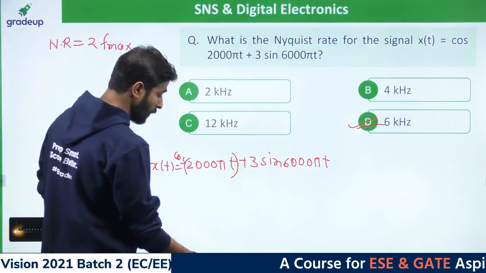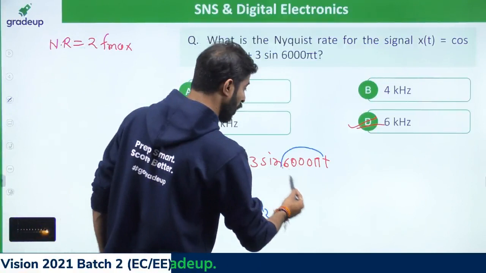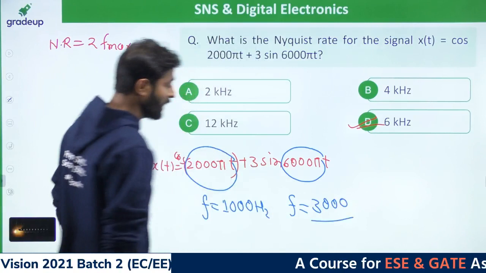Sir, frequency of this signal is 1000 hertz. 2 pi fm, omega is basically given. In fm terms, that is 1000. In fm, the other one is 3000. So, which one is the highest frequency? Sir, this one, 3000, is the highest frequency.